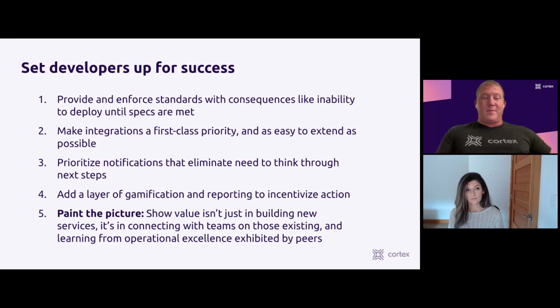We also want to prioritize notifications, right? We don't want people having to think through the 30 different things they have to do. We want to make it easy to nudge people and say, hey, here's what's up next. Here's where that production readiness needs to get to in order for you to deploy, right? Here's the next level, if you will, of that service maturity, right? We want to make it easy for people to understand what's going on.